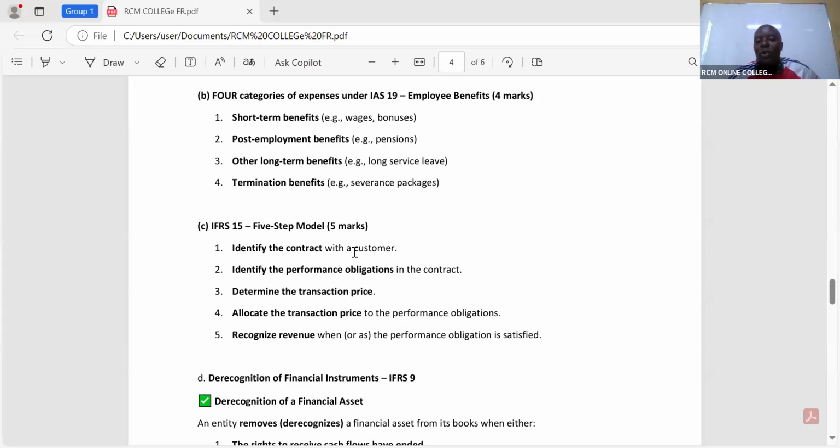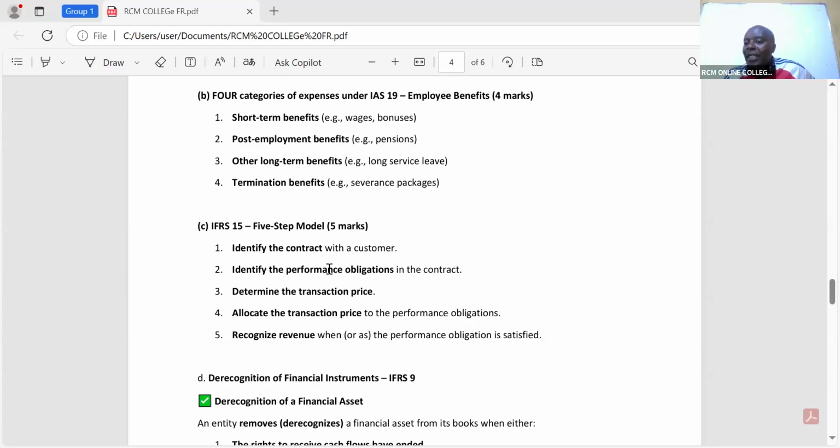All right. So first of all, you must identify the contract with the customer. You as the auditor, you must ask, like if it's Safaricom and RCM, what is the contract drawn between the two? How does it read like? Now, from there, you'll be able to identify the performance obligations in the contract. What is it that Safaricom is required to deliver to RCM?